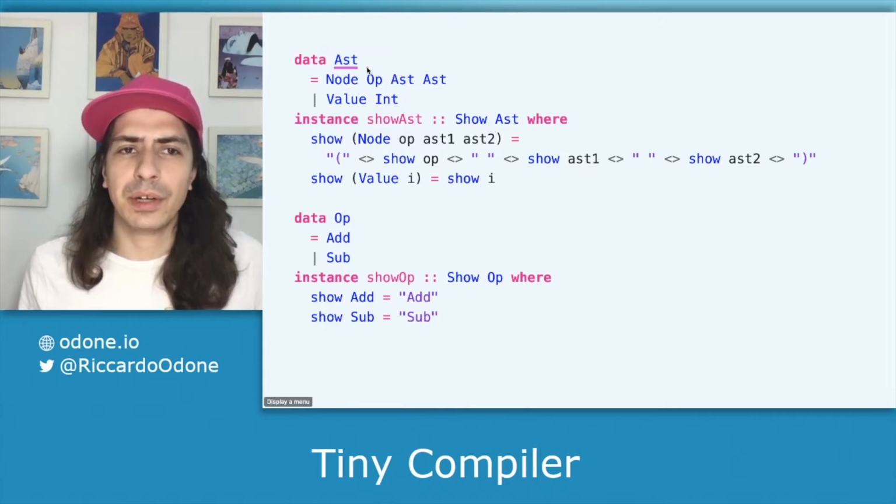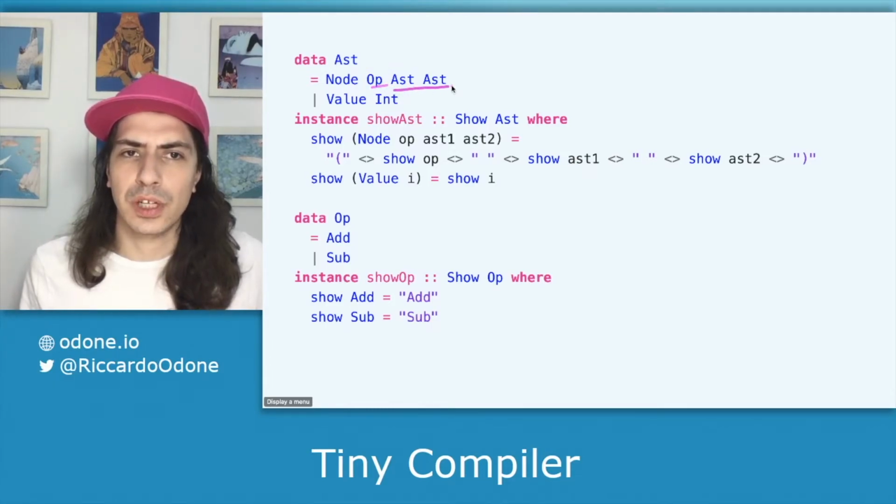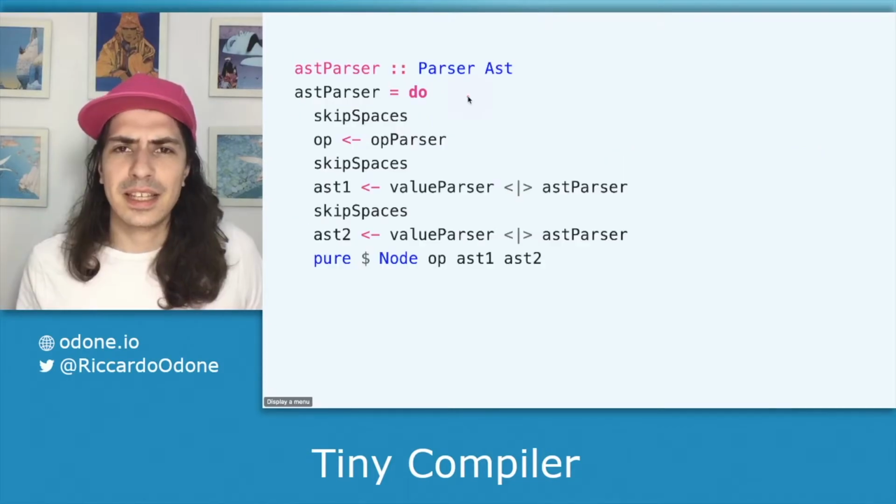So we have our AST, which is nothing else than either a value, just an int, or an expression which has one operator and two ASTs. Then we have an implementation of show, and the other thing we need to implement is the operator, which in our case is either an addition or a subtraction. Let's see how we transform the string into the AST.